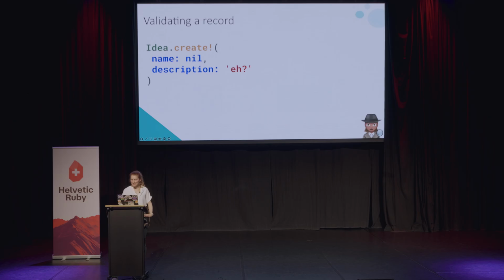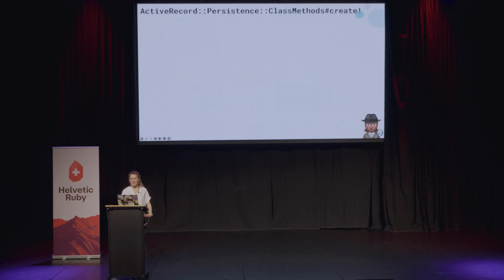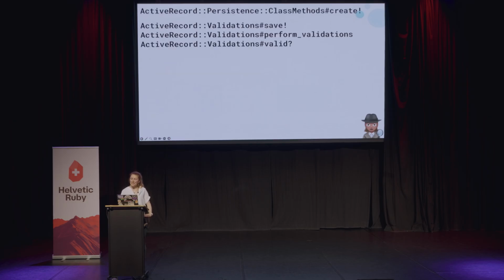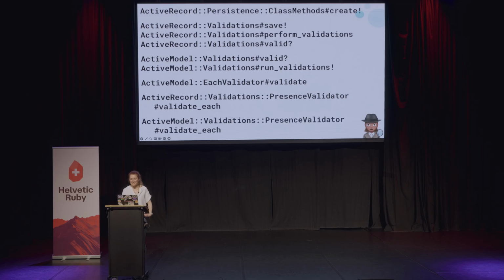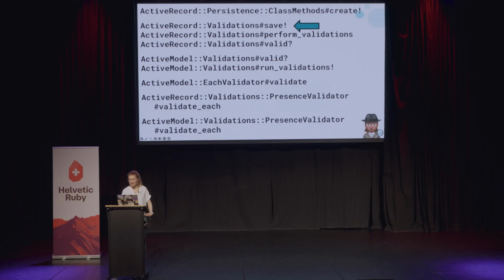When she ran idea.create, she hit ActiveRecord persistence class methods create method, which then led to ActiveRecord validations save, then perform validations, and then valid. This led her to ActiveModel validations valid, and then run validations. From here, she went to ActiveModel EachValidator validate, and then went to the validate_each method in ActiveRecord validations PresenceValidator, and finally to the ActiveModel equivalent of validate_each. It was in here that validation failed because name was nil. So the save method returns the validation errors rather than saving the record to the database.